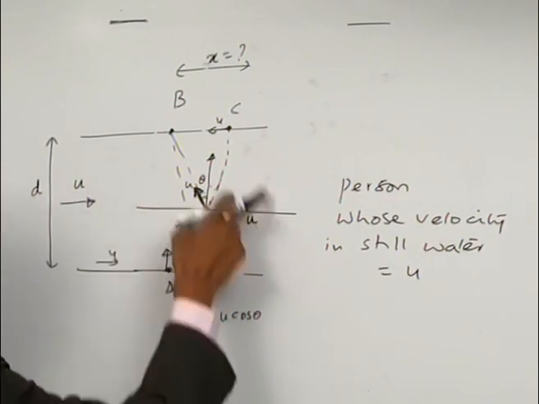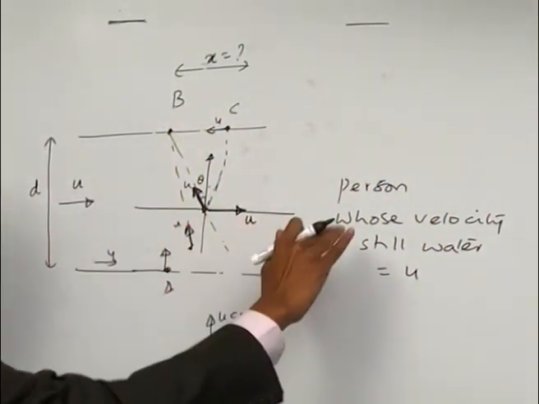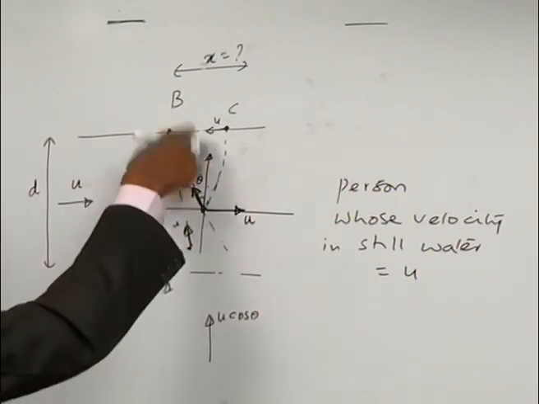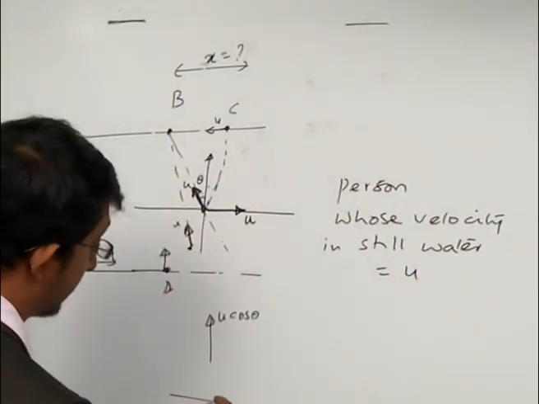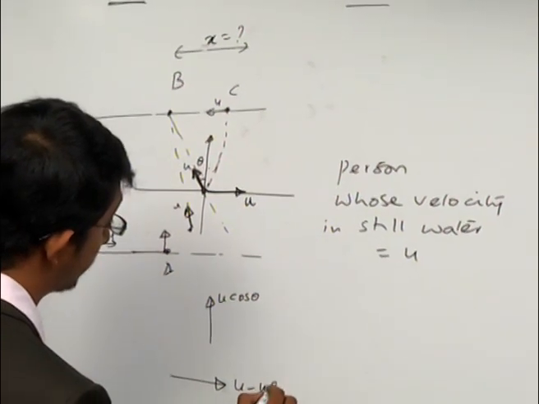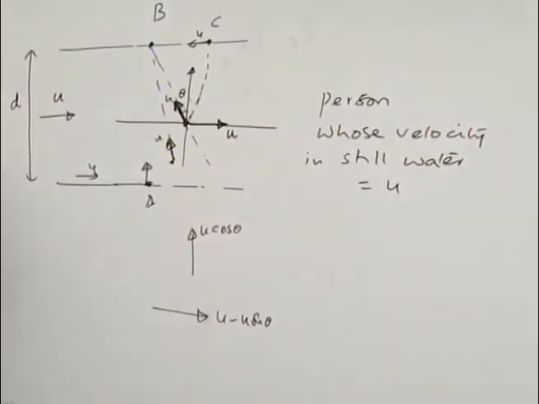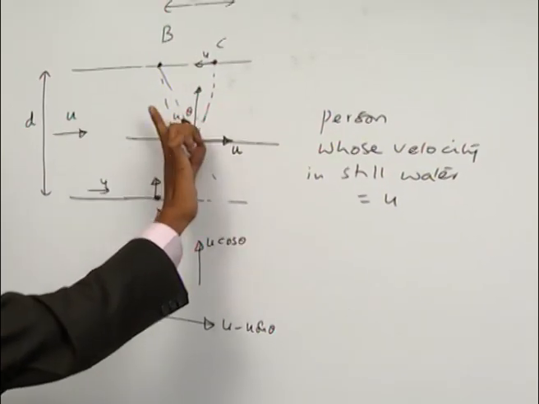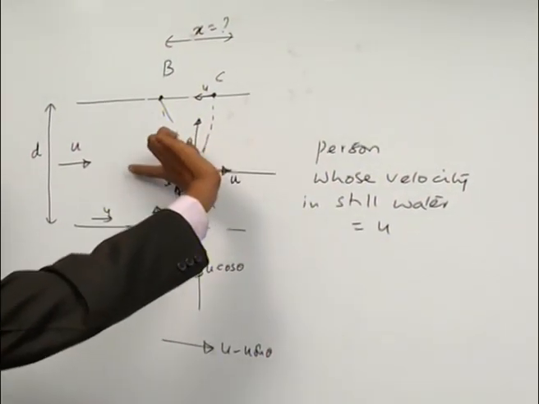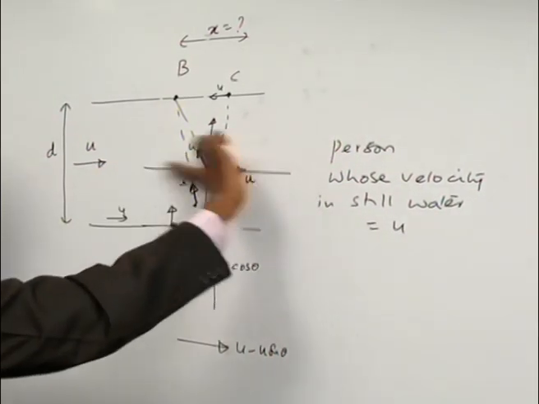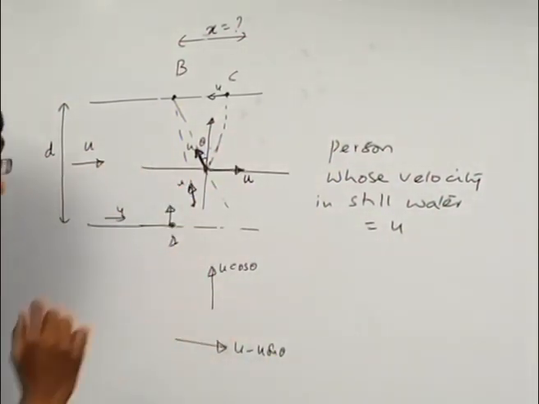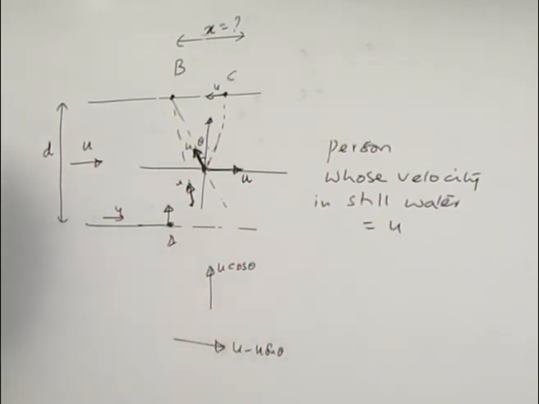What about the river velocity in the vertical direction? It doesn't flow vertically, it flows horizontally. So it doesn't affect his vertical velocity. And his horizontal velocity is u minus u sin theta. Can you see that? u cos theta is his vertical velocity. u sin theta is his velocity to the left. But the river is also flowing to the right. So if you take the net, it will be u minus u sin theta to the right.